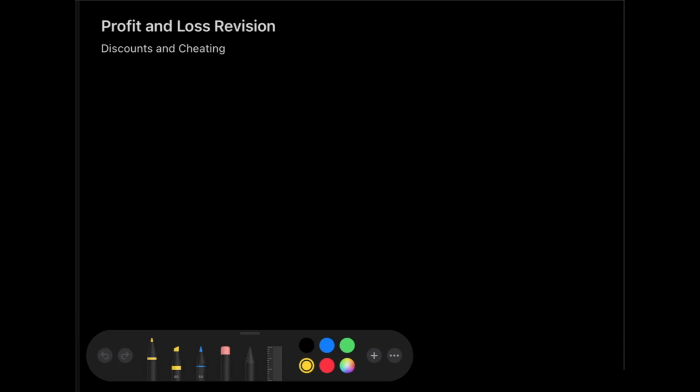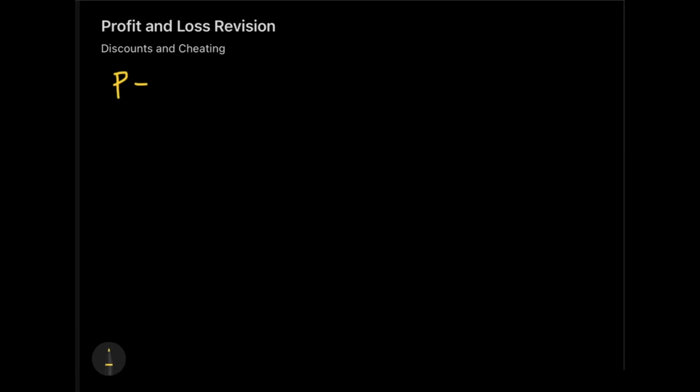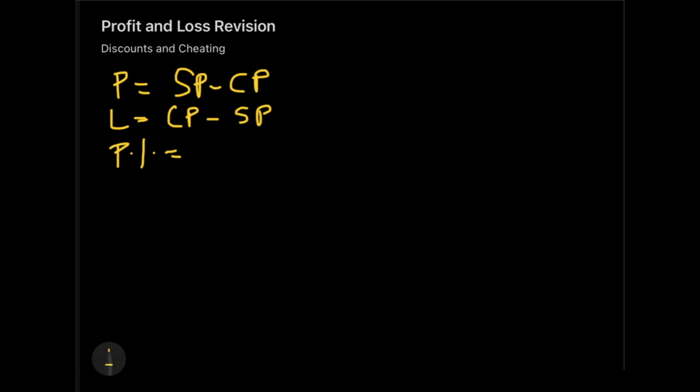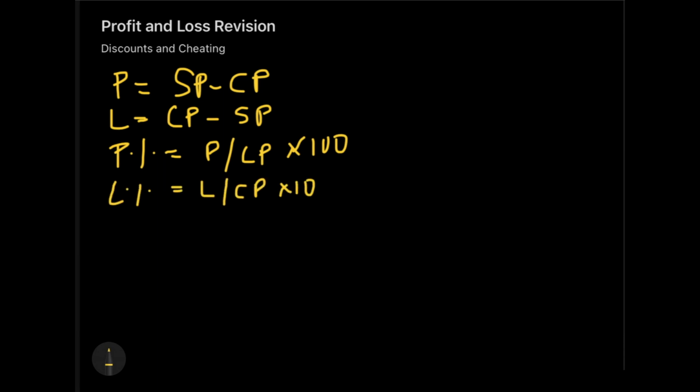For the basic formulas, we know that profit is equal to the selling price minus cost price, the most basic thing. Similarly, loss is equal to the CP minus SP, because whatever you purchase at is a higher amount than what you sell at. The percentages are calculated upon the CP. So this is again a quick revision. Profit percentage is profit by CP into 100. And the same goes for the loss as well, loss upon CP into 100.